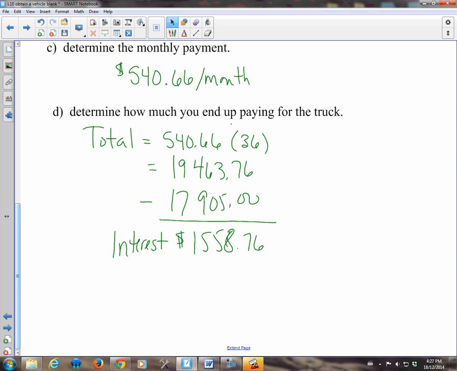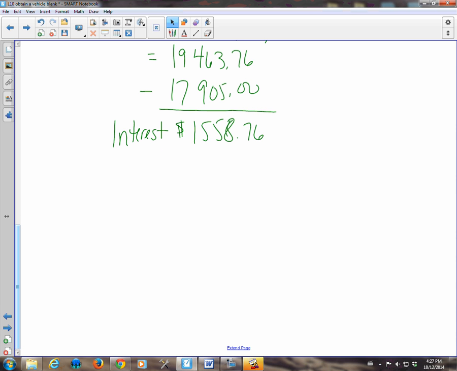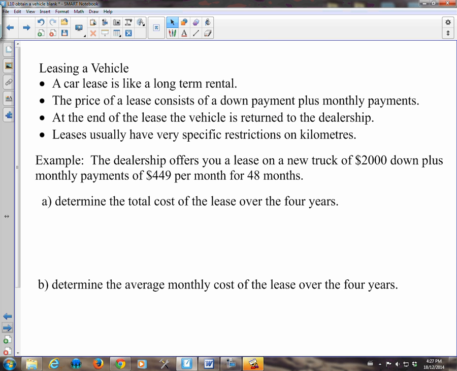Another way to get a vehicle: you can buy new, you can buy used. Another way is to lease a vehicle. A car lease is like having a long-term rental. The price of the lease consists of a down payment plus monthly payments, and at the end, the vehicle is returned to the dealership. Leases usually have very specific restrictions on kilometers.